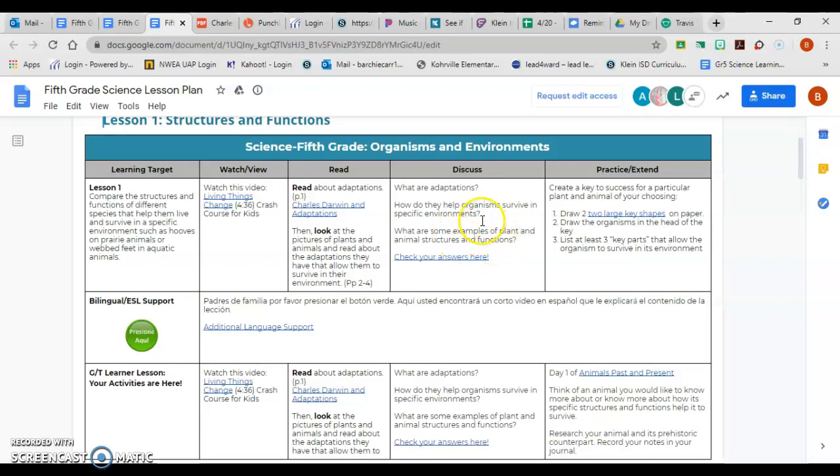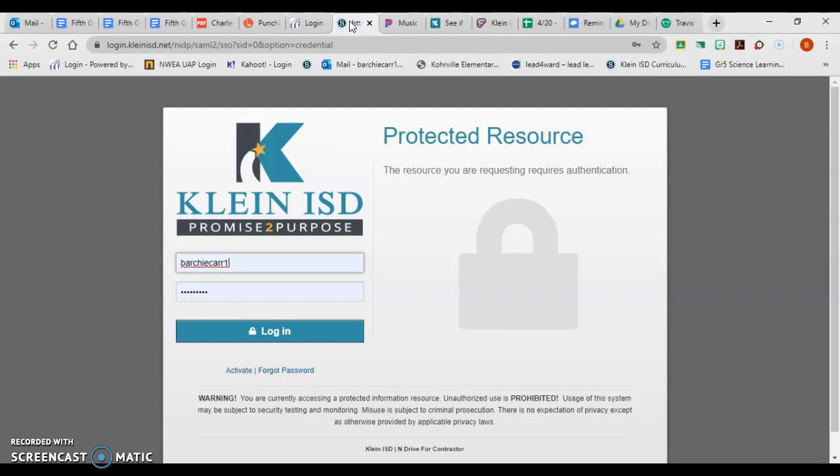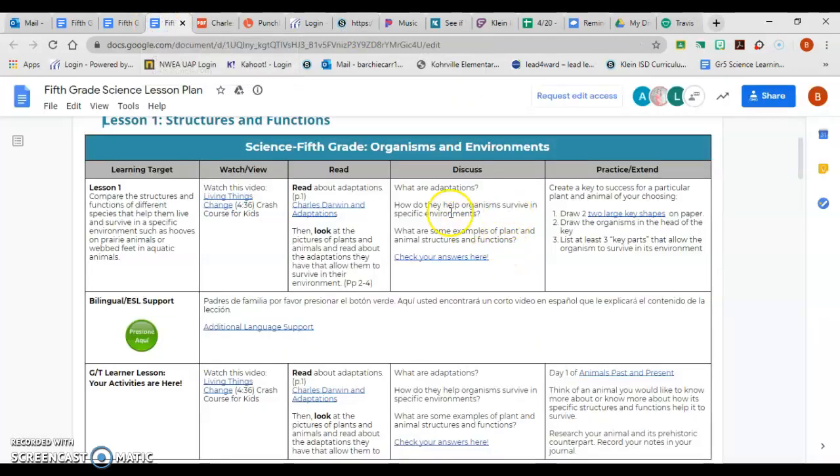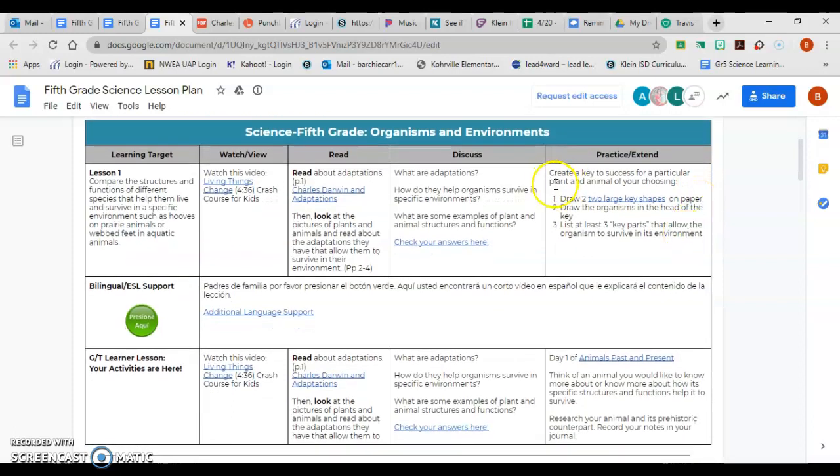Okay. And then after you have posted in the Schoology tab, so you're in here, you've posted your answers to these questions, then you're going to come back here for one final activity. You're going to create a key to success for a particular plant and animal of your choosing. So you're doing one for a plant and one for an animal. Any plant, any animal of your choice, right?